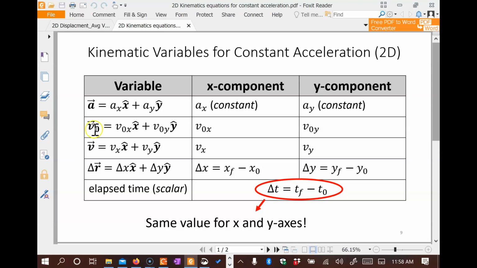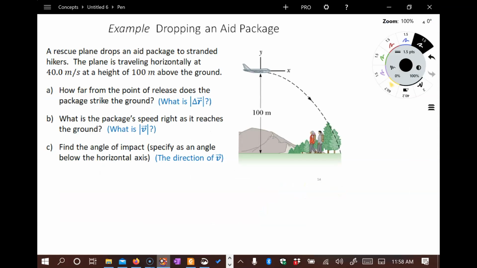Similarly, we've got initial velocity, final velocity, a displacement, and you can see the components of those here. Finally, the 5th variable, the elapsed time, delta t, it's a scalar. Notice that it doesn't have a column in x or y. It is the same number for both components, and it plays a special role. It unites the x and y components, as we'll see in the problem.